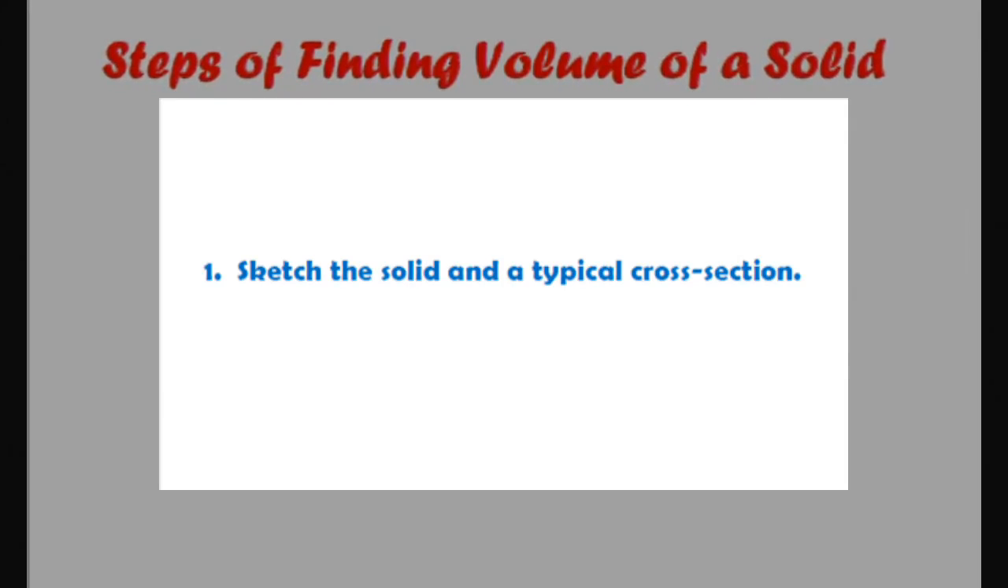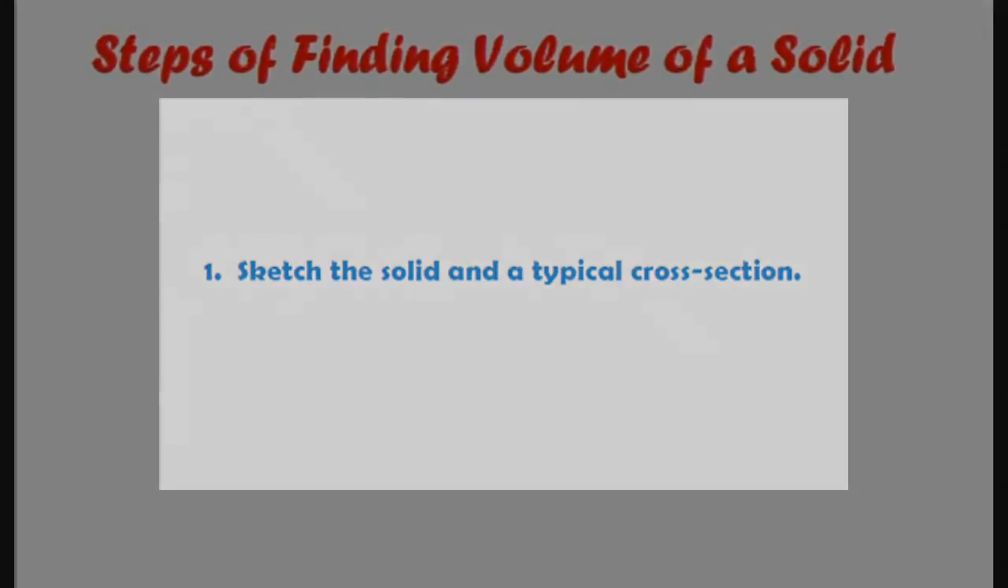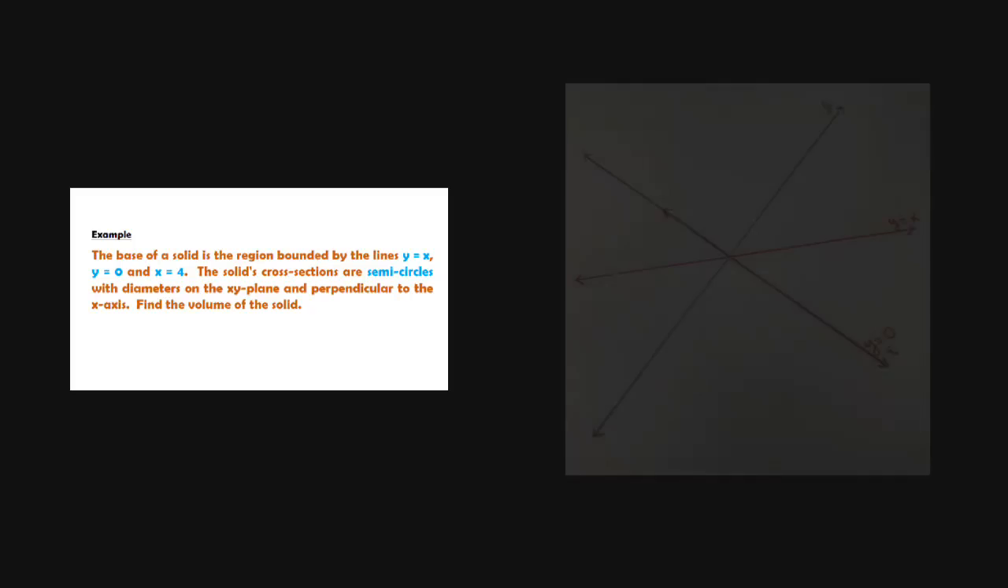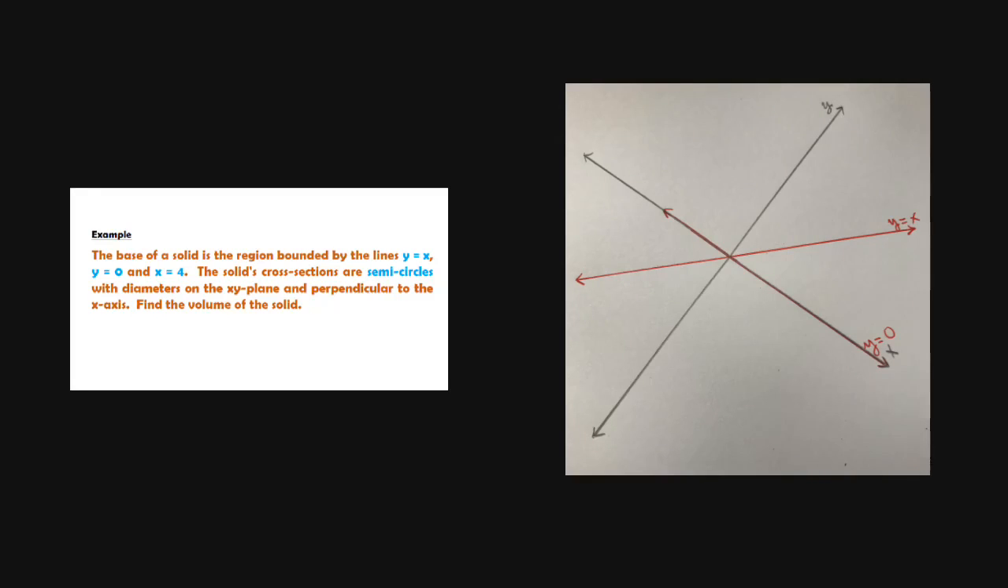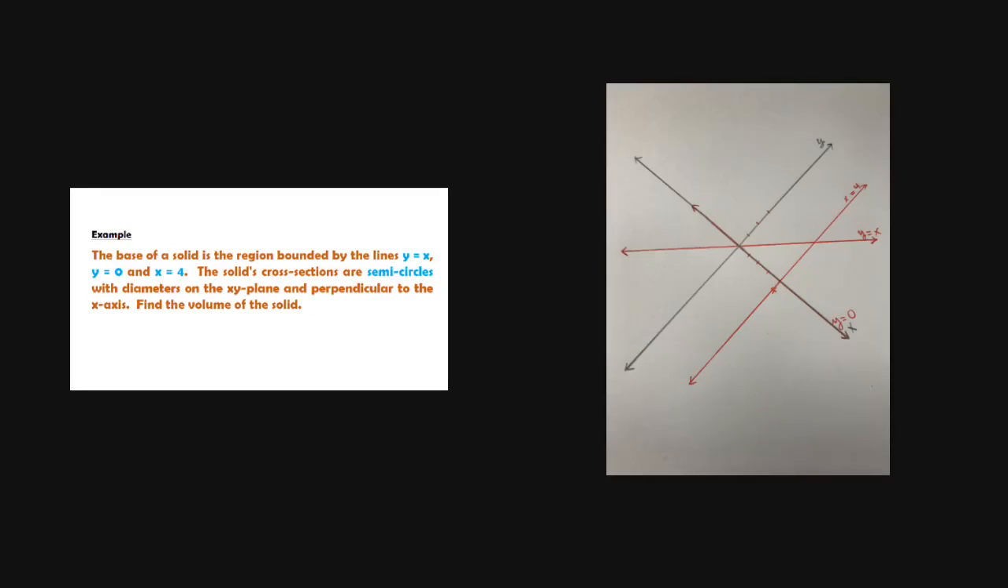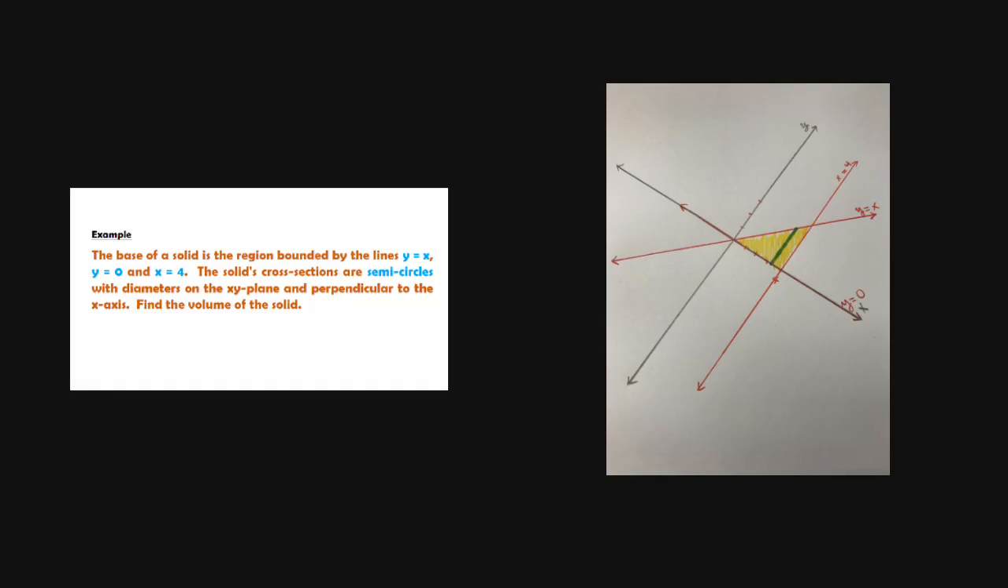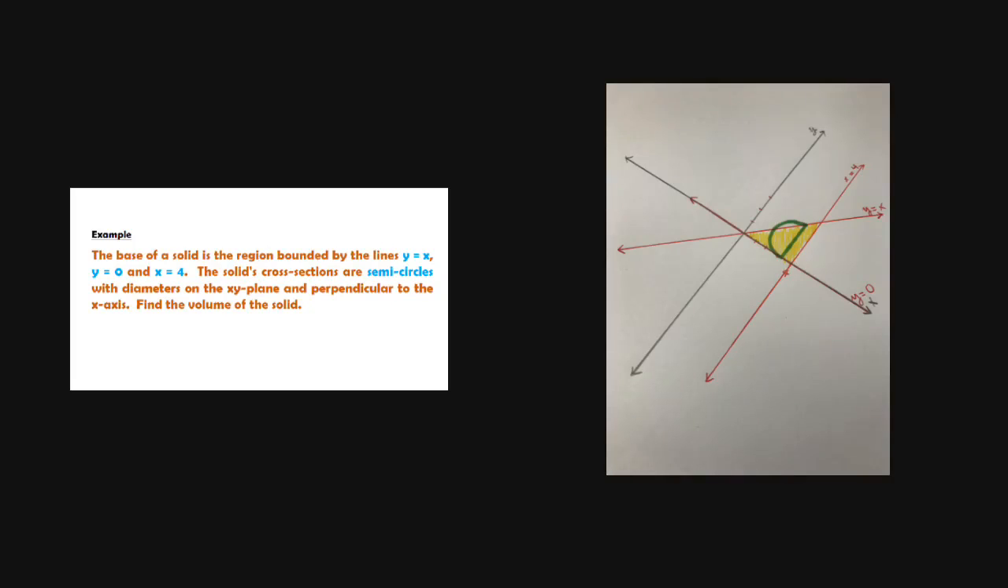The first step is to sketch a solid and a typical cross section. To sketch the solid, first I draw the xy coordinate plane. Then I sketch all of the functions given in the problem: the line y equals x, the line y equals 0, which is the x-axis, and then the line x equals 4. Then I shade in the region that is bounded by all of those functions. Then I sketch the cross section. The green line shown in the diagram is the diameter of a cross section. And each of the cross sections has the shape of a semicircle.